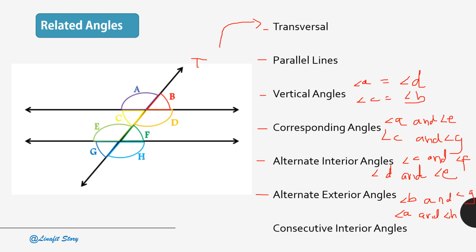Consecutive interior angles. Consecutive interior angles lie inside on the same sides of a transversal. So for example, angle C plus E equals 180 degrees, or angle D plus F equals 180 degrees.